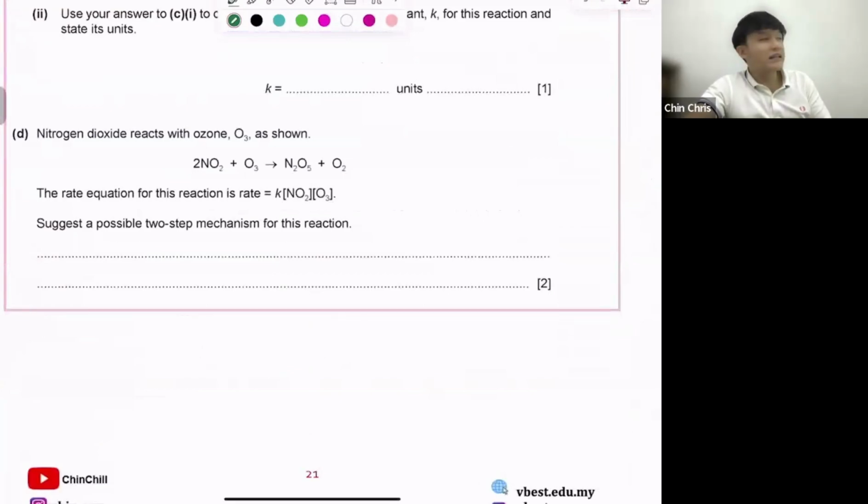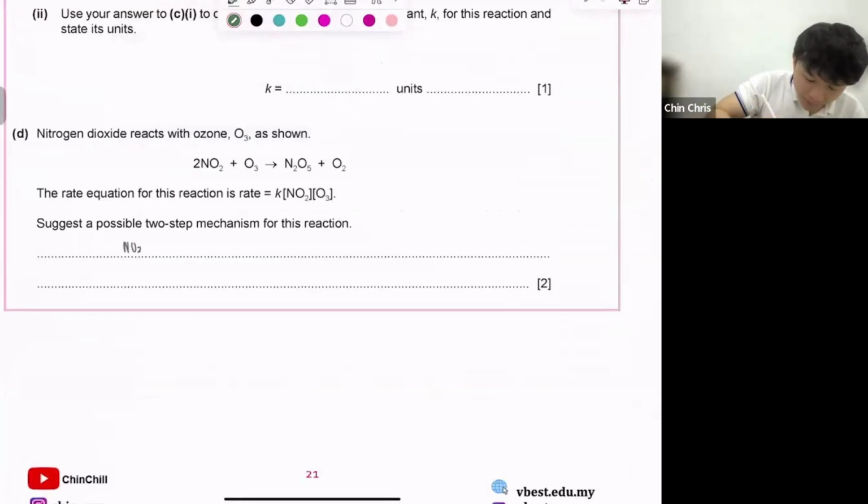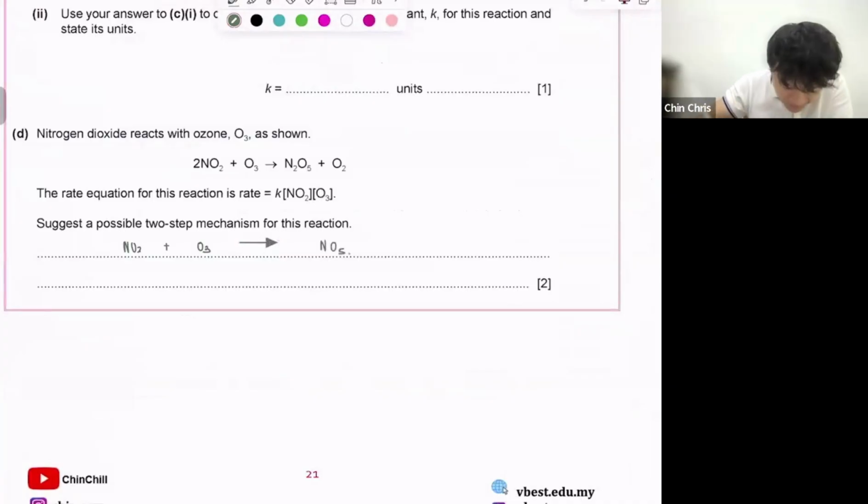Alright, guys, I want a two-step mechanism, yeah? So, what's your two-step mechanism? I'm very curious. Okay, first, NO2 plus O2, right? Then NO2 plus O3. What do you guys want it to be? NO5. Okay, NO5, let's go. I mean, up to you. I don't mind though. You want NO, NO2, NO3. Okay, up to you, really, guys.